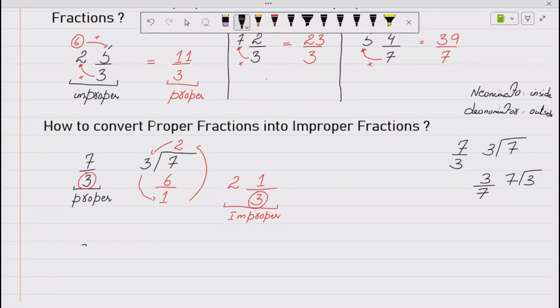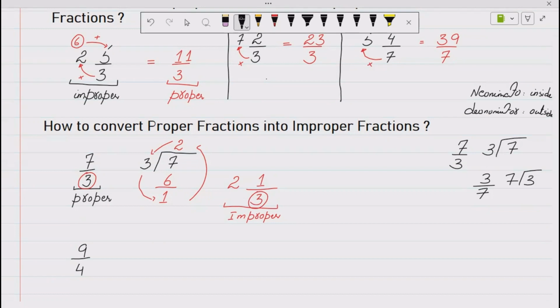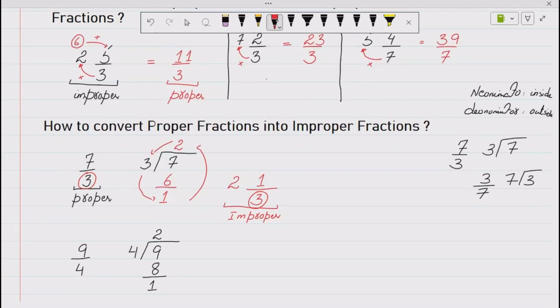Suppose we have 9 upon 4. Now let's see how to convert 9 upon 4, which is proper, into an improper fraction. So what we have to do, the numerator comes inside, the denominator comes outside. Now we have to read the table. 4 1 is 4, 4 2 is 8. What we are left with is 1, which is the remainder. Now the next thing is just to write this into an improper fraction.